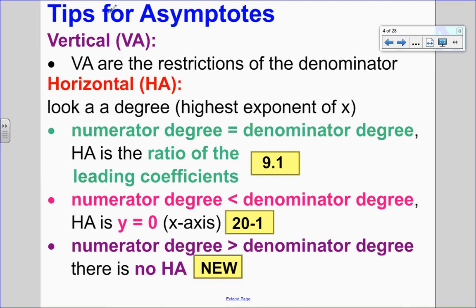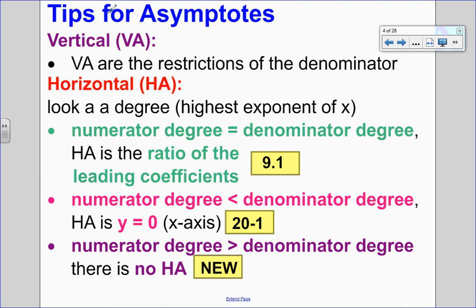Horizontal asymptotes are a little bit different. Those are where the ends of the graph approach. So there's 3 different types of horizontal asymptotes we can have. And it all is related to the degree of the numerator and denominator. And by degree, I mean the highest exponent of x. So the first case, if the numerator and denominator have the same degree, and that's what we did in the last section, the horizontal asymptote will be the ratio of the leading coefficients.